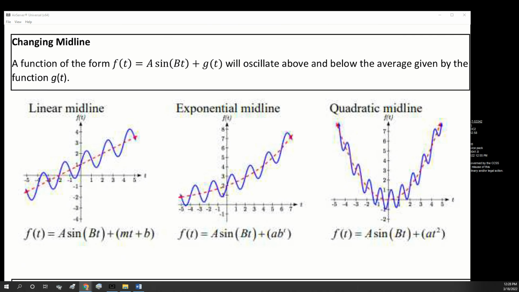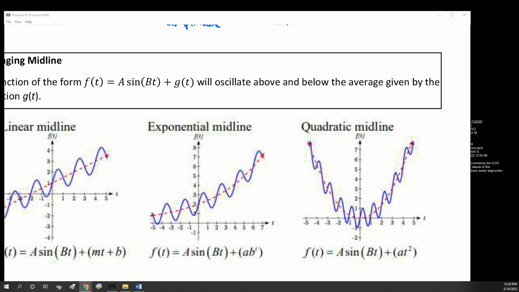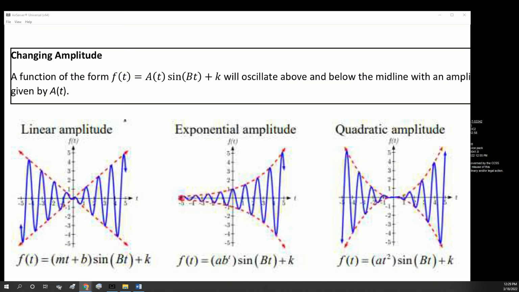And then if the midline is exponential, like 2 to the x or e to the x or something like that, that's going to have a midline that looks like an exponential growth. And it's just going to oscillate. And then this one, if it was something like x squared or 2x squared or something like that, the middle of the graph is a parabola and it's just oscillating up and down. It's kind of cool.